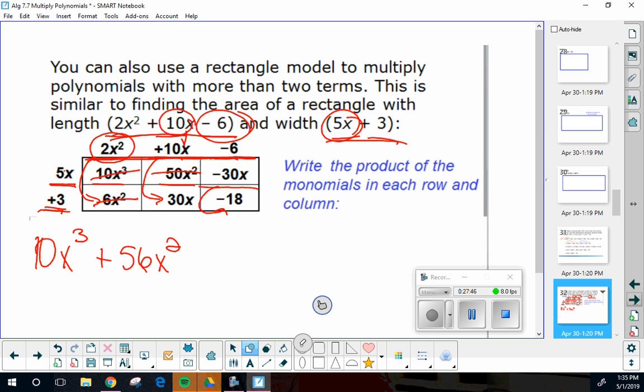Now my next one is going to be just plain x's. Which two do you see with just plain x's? Okay, but what happens with those? They cancel each other out. And then finally I'm down to negative 18. And so that would be the answer to this. And the grids help you keep them. All right, so we're going to work this next one together.